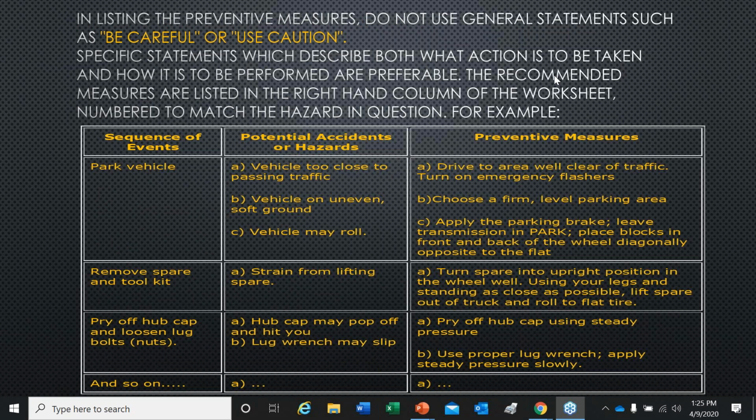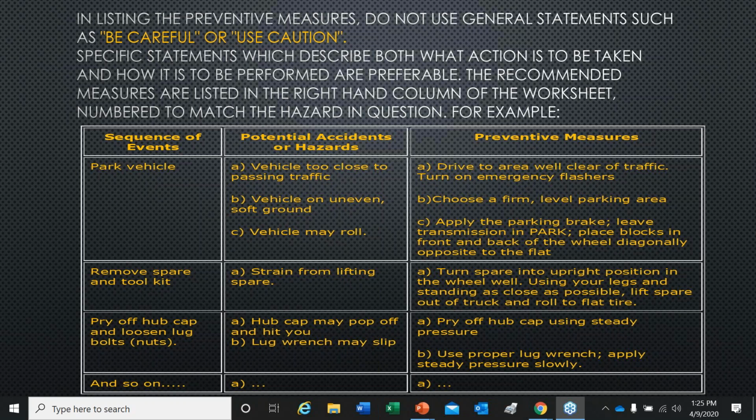So in listing of those preventative measures, please don't just put down be careful or use caution. That's too general. You want to have the specifics of the statements that are out there. So using that changing of the tire and the potential hazards that could be out there, the preventative measures that present themselves for the first part would be drive to an area well clear of the traffic and turn on your emergency flashers. So you're basically getting out of the way of other traffic.